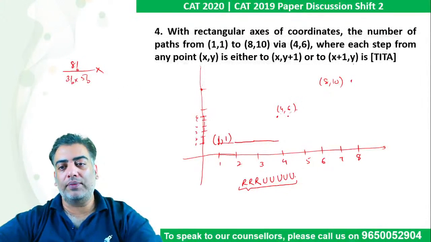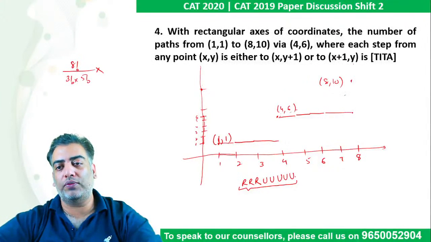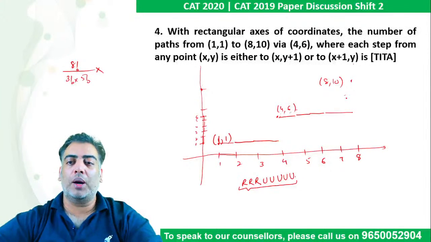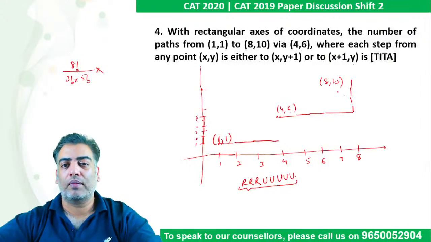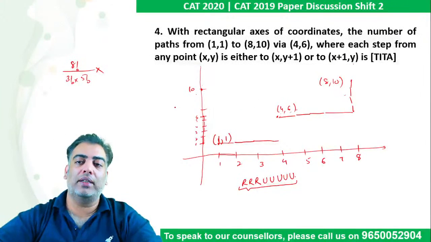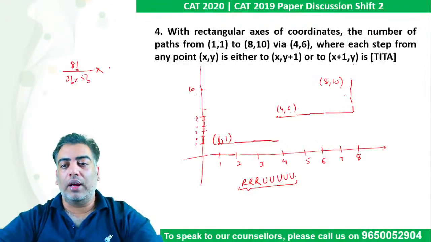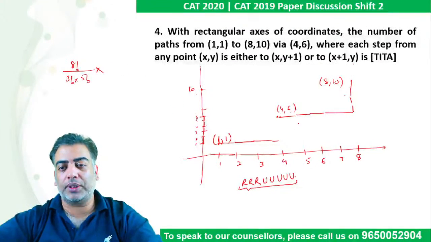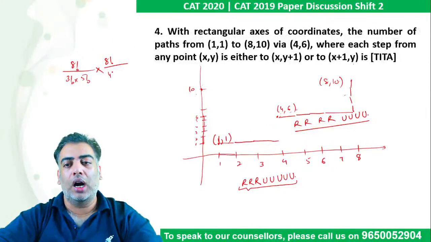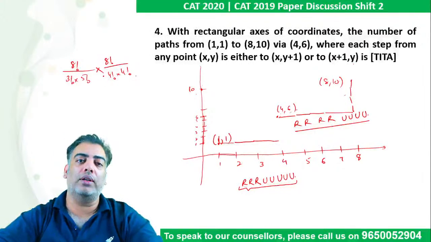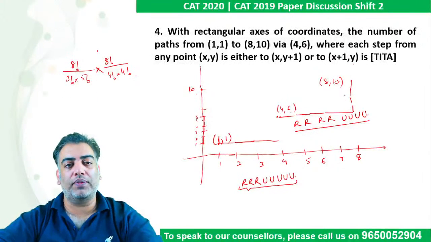Multiply by, likewise we have to move from (4,6) to (8,10). So this will be 1 step, 2, 3 and 4 steps. And likewise upward, 10 minus 6, there are going to be 4 steps. Right. So this represents 10 here. Now in this case, as the total number of rightward steps is 4 and the total number of upward steps is again 4, these 8 steps can be arranged in 8 factorial upon 4 factorial into 4 factorial ways. So we just need to simplify it.